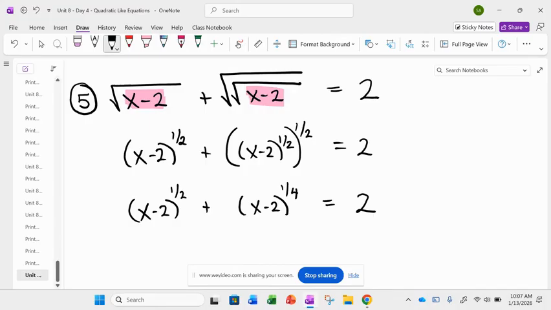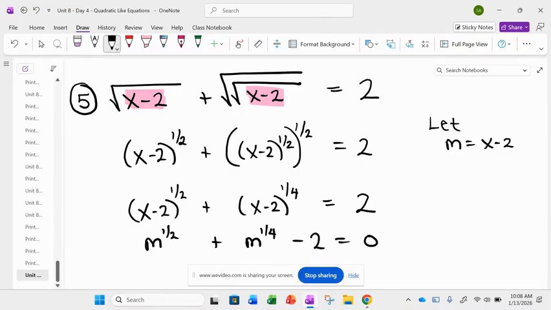What is it that I hope you realize right now, Ariana? Good. A half is double 1/4. And don't they have the same base? So what can I do? Factor. So I'm going to use substitution. I'm going to let m equal x minus 2. So I have m to the half plus m to the 1/4. I'm going to bring that 2 over. Minus 2 equals 0.